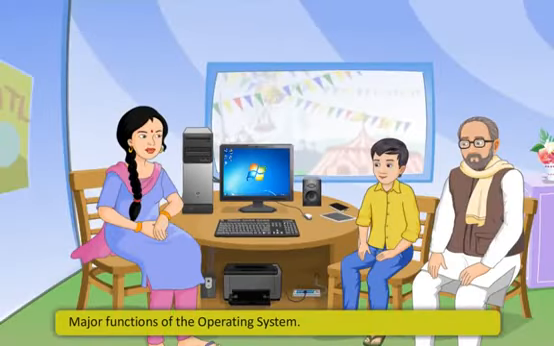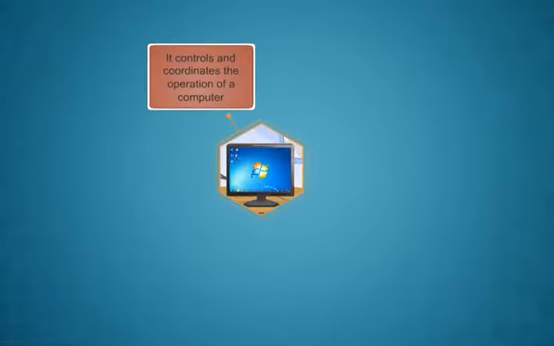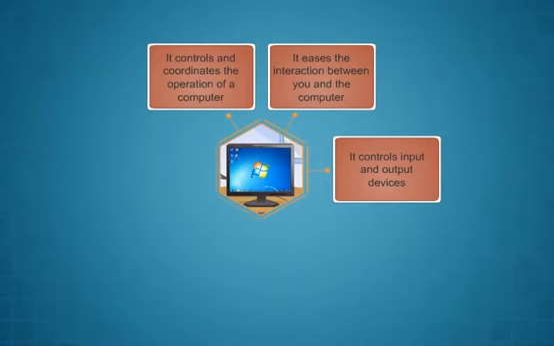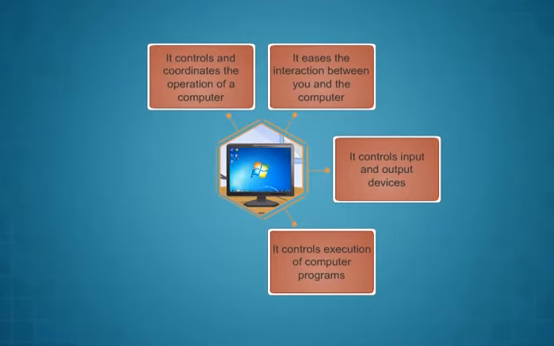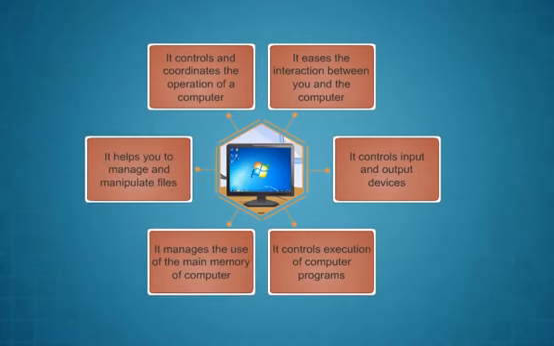The major functions of the operating system are: it controls and coordinates the operation of a computer, it eases the interaction between you and the computer, it controls input and output devices, it controls execution of computer programs, it manages the use of the main memory of the computer. It helps you to manage and manipulate files.